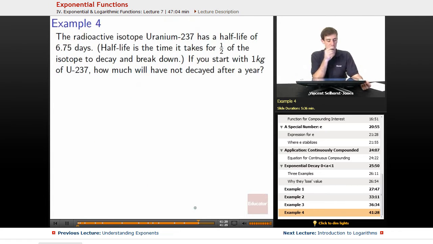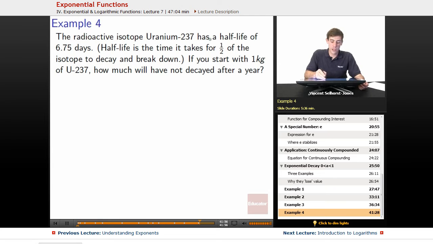Fourth example, final example: the radioactive isotope uranium-237 has a half-life of 6.75 days. Now what's half-life? We'd have to go figure that out. Luckily they gave it to us right here. Half-life is the time it takes for 1/2 of the material of our isotope to decay and break down, to go through a process of decay. If you start with 1 kilogram of U-237, how much will have not decayed after a year?